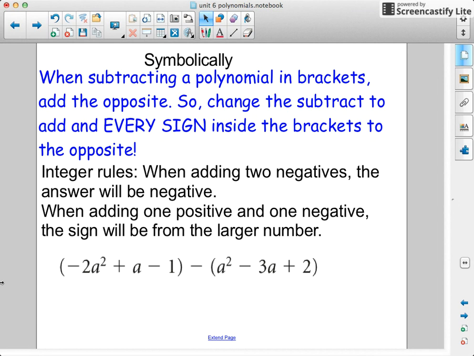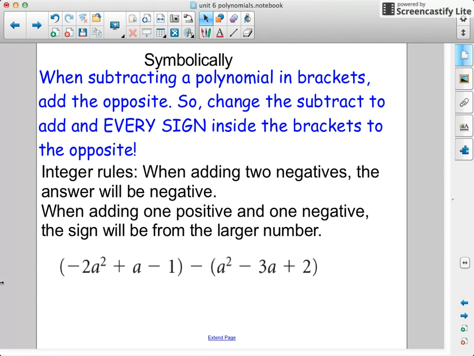Today we're going to be subtracting polynomials symbolically, so just the numbers and letters with no models. When subtracting a polynomial in brackets, you're going to add the opposite. You change the subtract to an add, and then every sign inside the brackets needs to change to the opposite sign. It's like using the integer rules for subtraction.